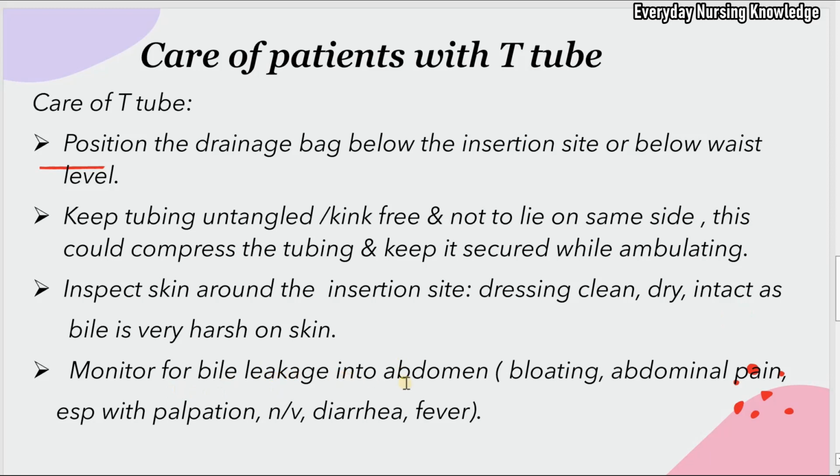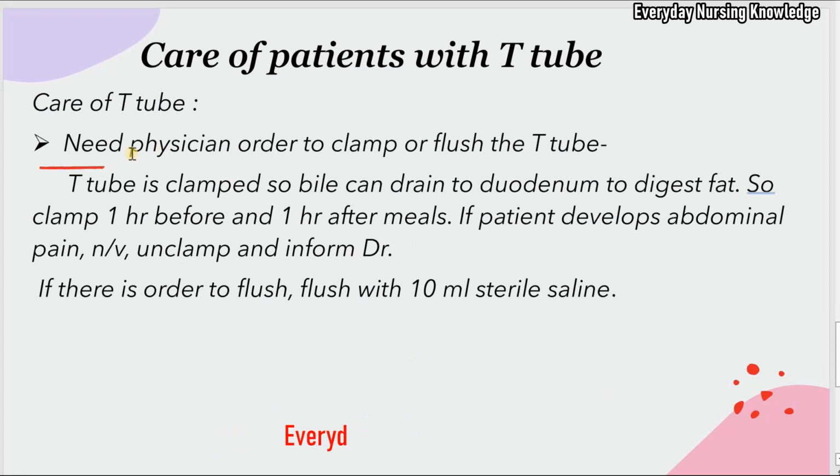Monitor for bile leakage into the abdomen, which can lead to peritonitis, and the signs and symptoms are bloating, abdominal pain, especially with palpation, nausea, vomiting, diarrhea and fever. And you need a doctor's order to clamp or flush the T-tube.